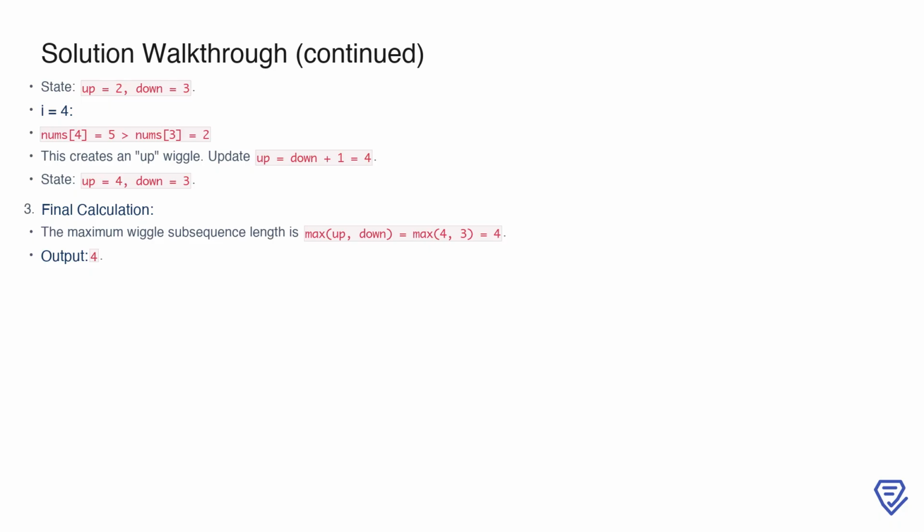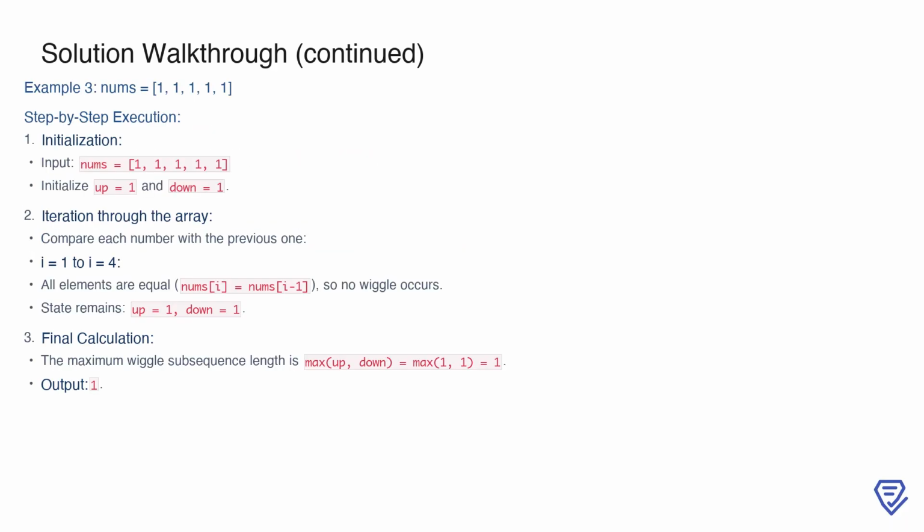For the final comparison at i equals 4, nums[4] equals 5 is greater than nums[3] equals 2, forming an upward wiggle. We update up to down plus 1, giving us up equals 4 and down equals 3. After completing the iteration, we calculate the maximum wiggle subsequence length as max(up, down) equals max(4, 3) equals 4. Thus, the output for this example is 4.